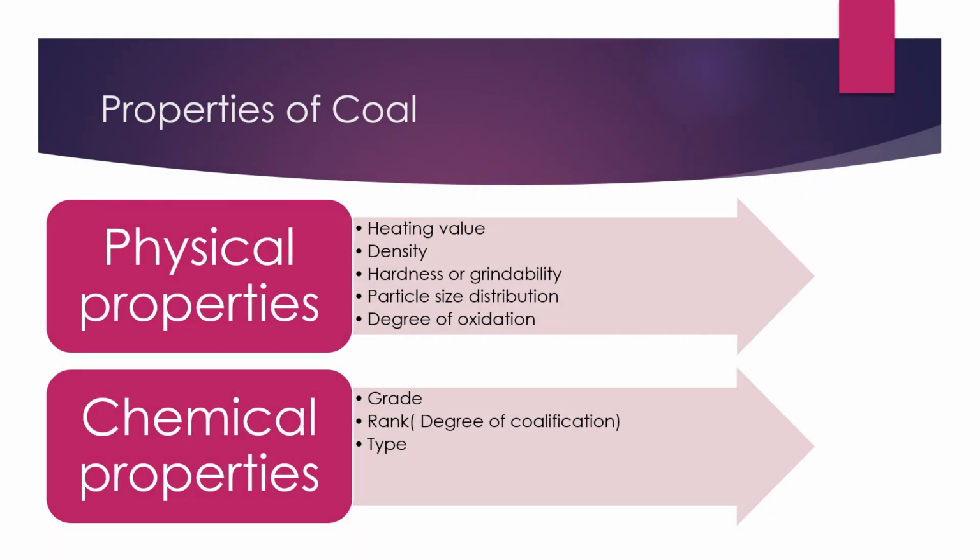Now, coming to the properties of coal, the properties of coal can be divided into physical and chemical properties. Some of the physical properties of coal are heating value, density, hardness or grindability, particle size distribution, and degree of oxidation. Some of the chemical properties of coal are grade, rank, or degree of qualification and type of coal.